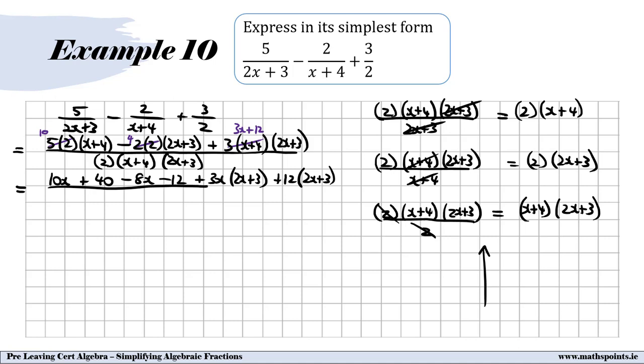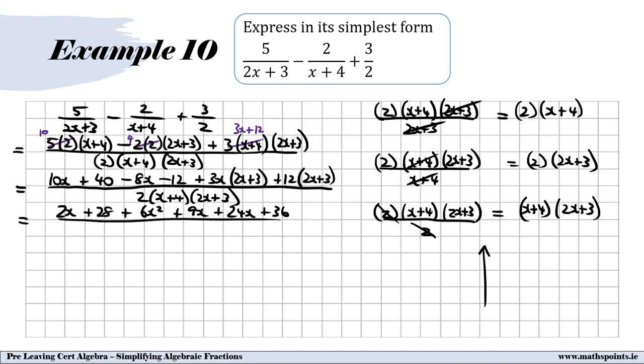So that's all over 2 on (x plus 4) on (2x plus 3). And again, we're not going to multiply that out. We leave that as it is. 10x minus 8x is 2x. 40 minus 12 is plus 28. And then multiplying 3x by 2x, I get 6x squared. 3x by 3, I get 9x. 12 by 2x, I get 24x. And then 12 by 3, I get 36. And that's all over 2 on (x plus 4) on (2x plus 3).